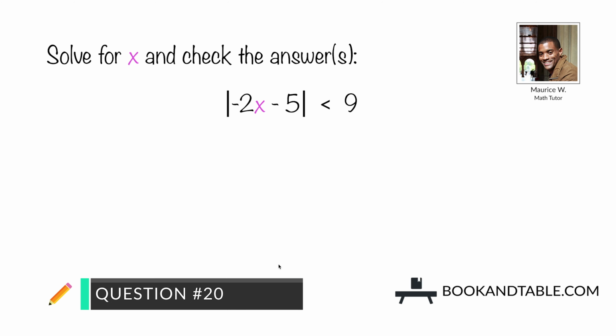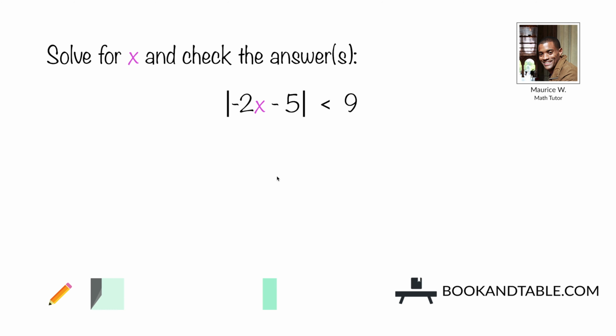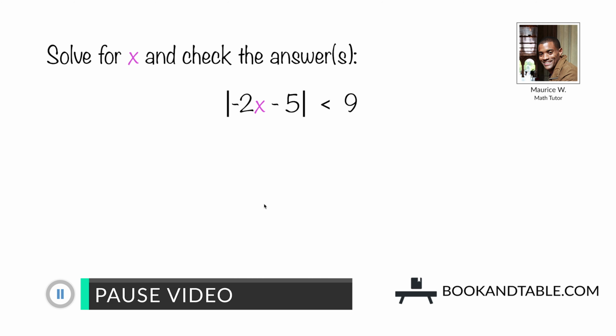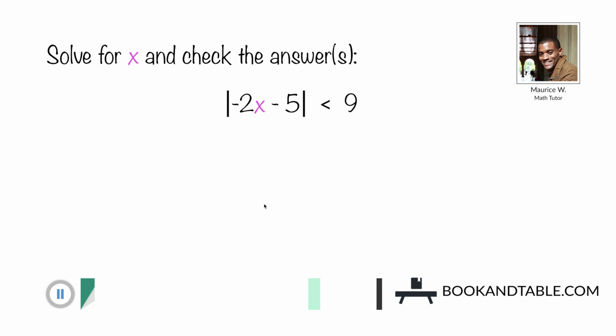Question number 20. Solve for x and check the answers. The absolute value of negative 2x minus 5 is less than 9. Pause the video, answer this question, and then press play when you are ready.